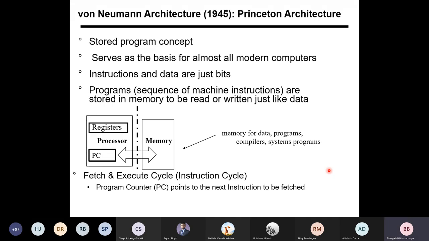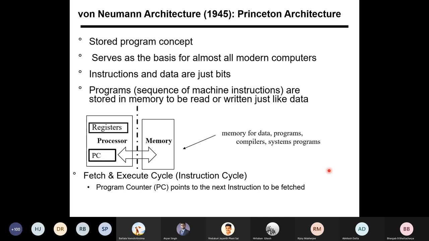Every time you increment the program counter by 4, all instructions are 4 bytes long. So, 32 bits. Right. So once the first instruction is over, you increment the program counter by 4 bytes again. So that would point to the next instruction.